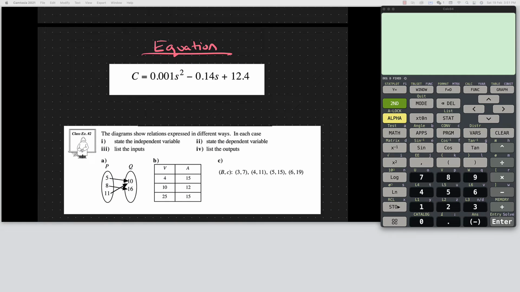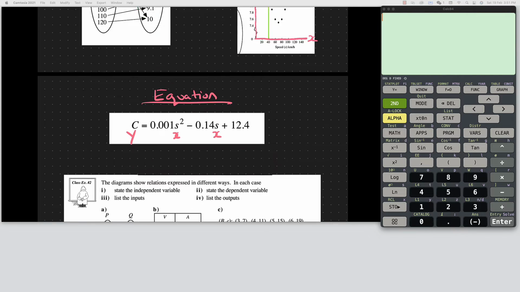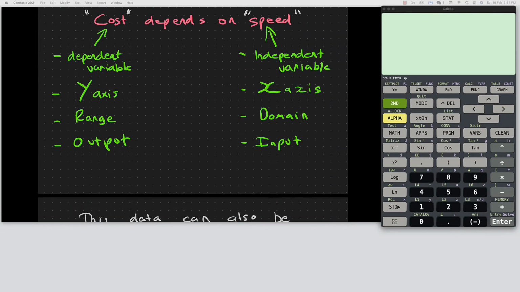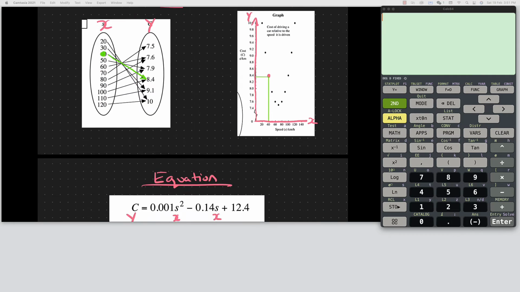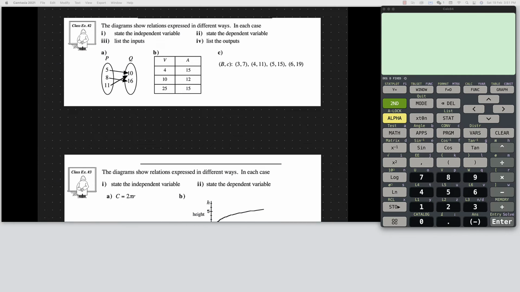And finally, we get down to what we have as an equation. So in this case, the cost, which is, again, our Y, is equal to 0.001 times S squared minus 0.14S plus 12.4. And remember, these would be the X values. Okay, so make sure that you are familiar with all these visual representations, and this part right here is going to be very important, that you can identify dependent and independent, Y and X, range, domain, output, and input. Okay, so let's take a look at the class example 2.